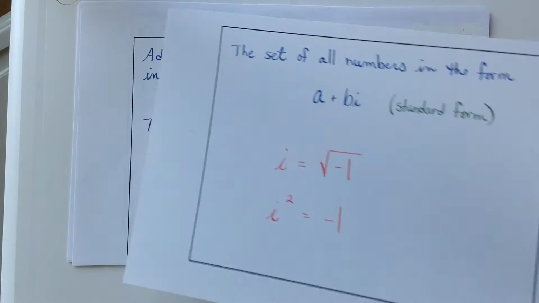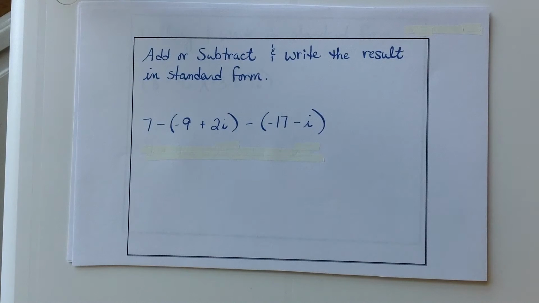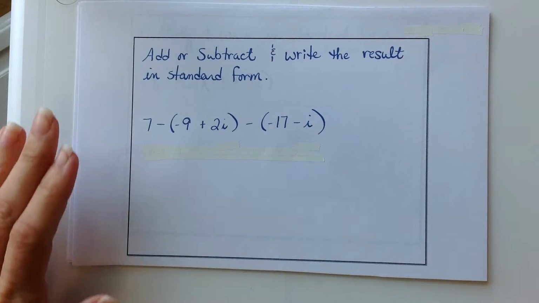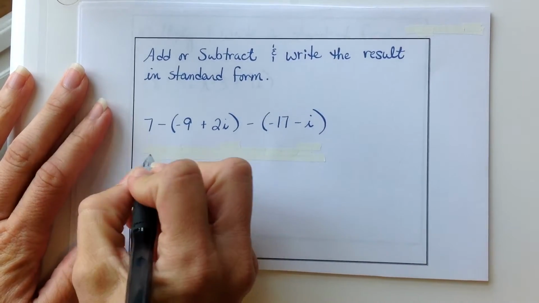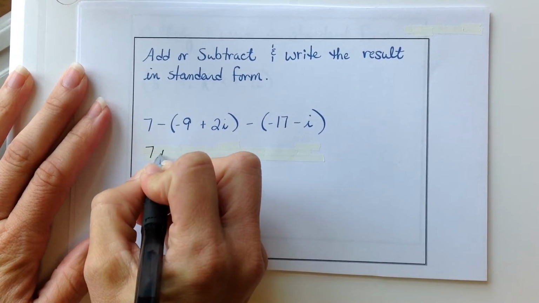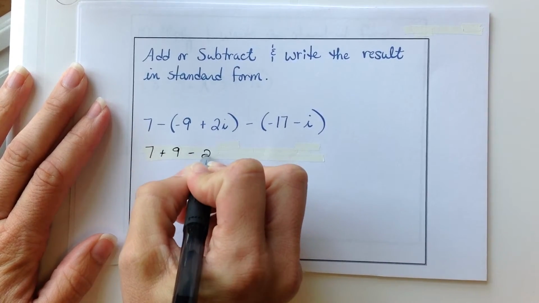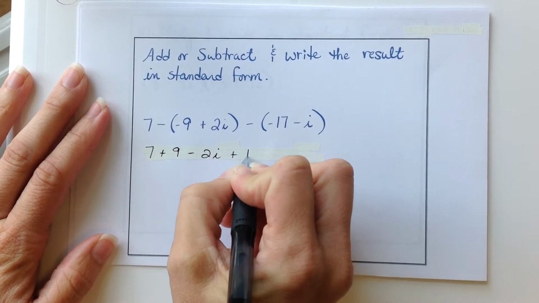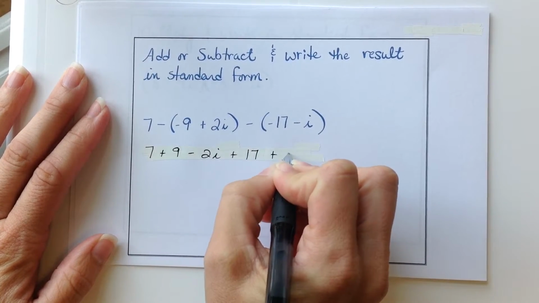Okay, first thing that we're going to do is just look at adding and subtracting of complex numbers, and then we're going to be asked to write our answer or make sure that we put our answer in standard form. Now, since we have subtraction here, what you're used to doing just with polynomials will be to distribute the minus sign, so that will need to be your first step with this problem. So I would have 7 plus 9 minus 2i plus 17 plus i.